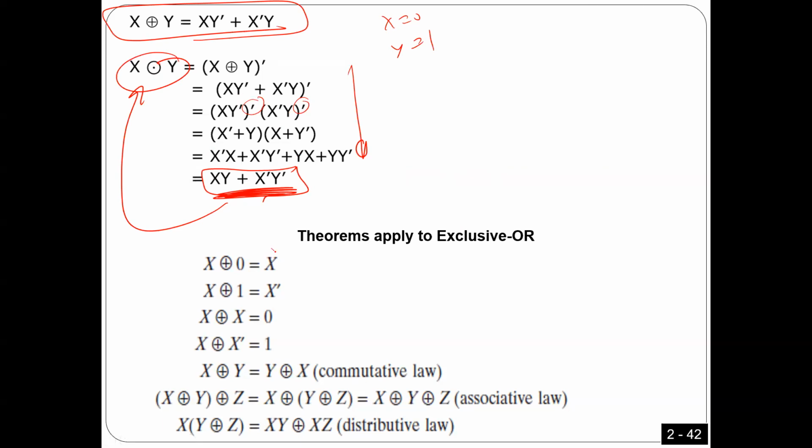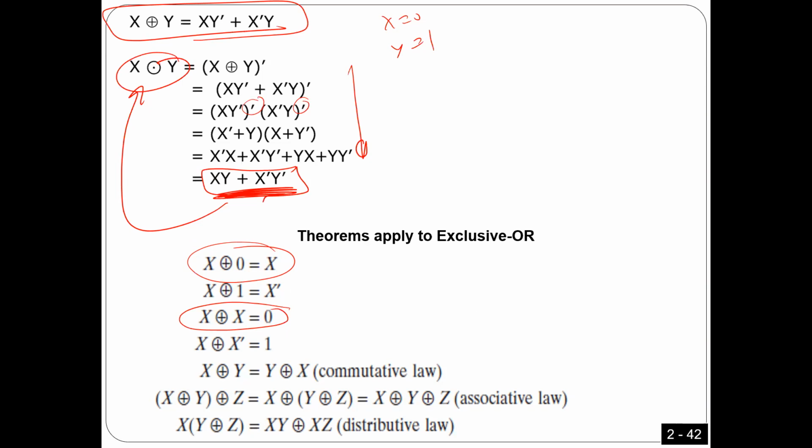I think I explained this one. When you have 0 exclusive OR of X, you get X. 1 exclusive OR of X, you get X prime. X exclusive OR of X, you get 0. Why? Because the two inputs are equal, X and X. So I get 0. Here, X and X prime, so I'm sure the two inputs are different. You get 1.